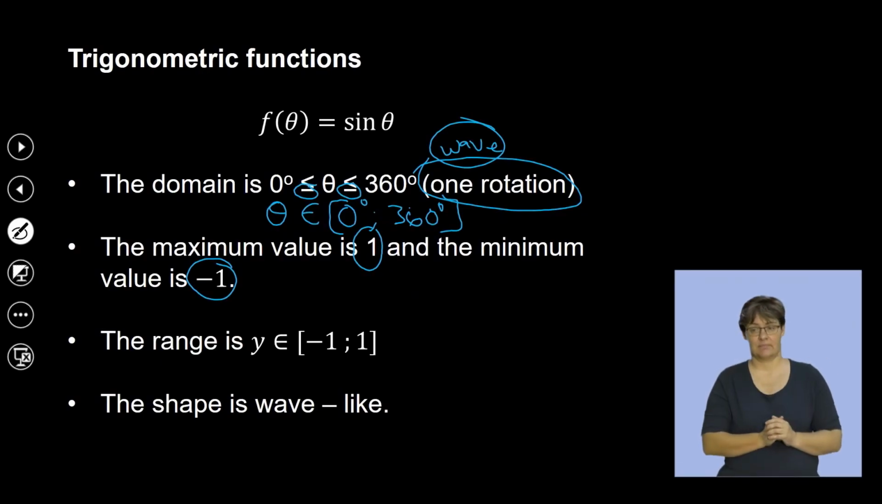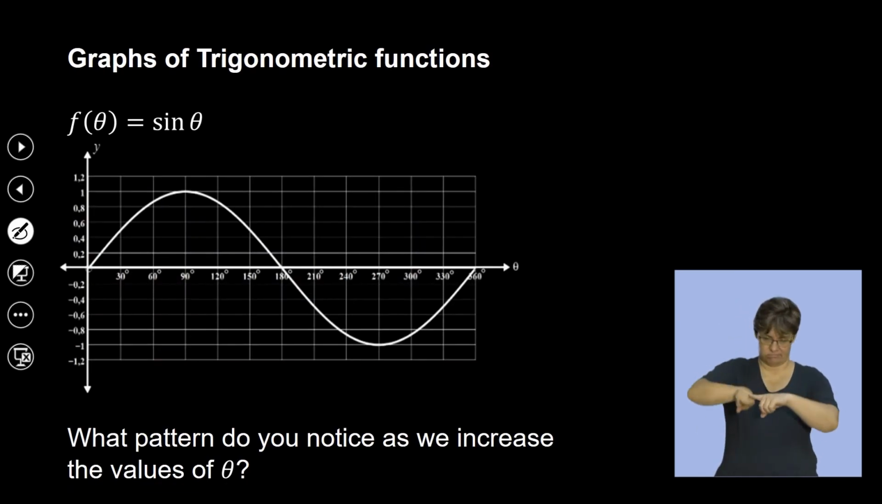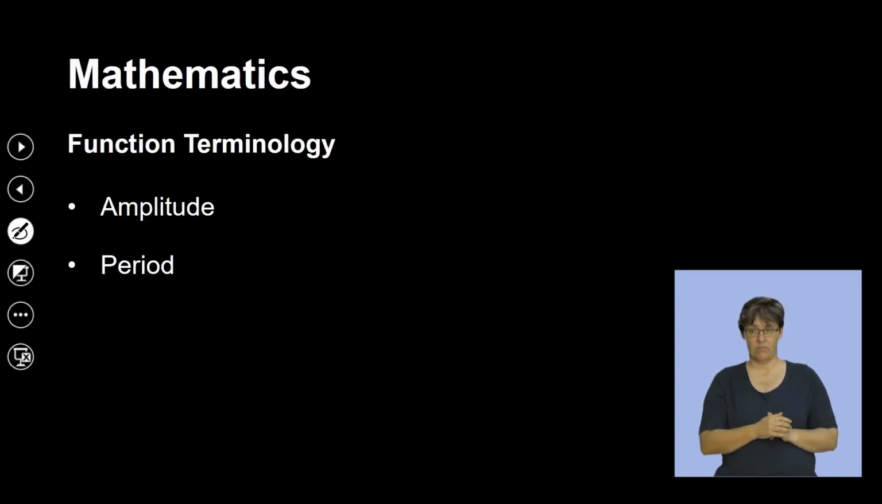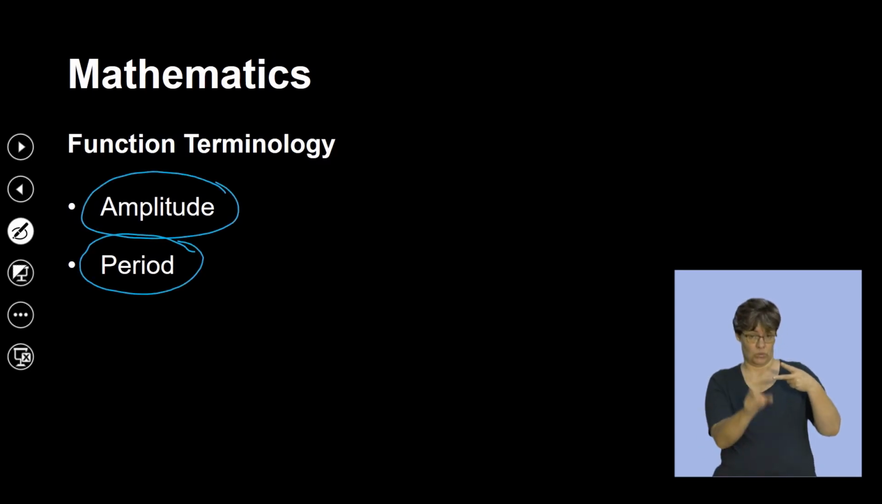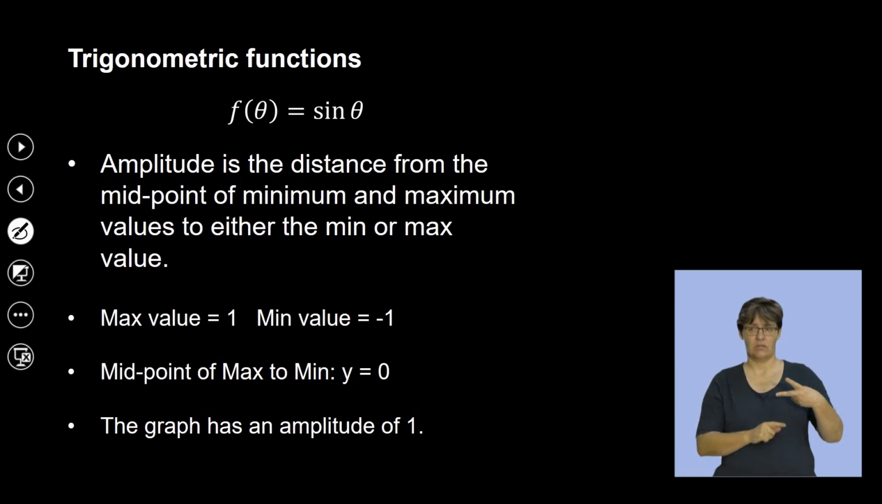And then the shape is normally a wave-like shape, as you can see there. Wave-like because it forms something like a wave. That's why I said people that do science as well will tell you that one rotation is normally called a wave. So if we increase the values of theta, you will need to look at what exactly is it that happens, right? There's going to be two terms that I'm going to also introduce, the amplitude and the period. But just stick to them and we'll talk about them later on.